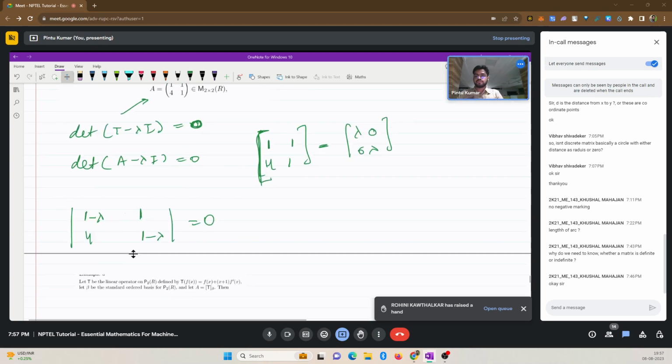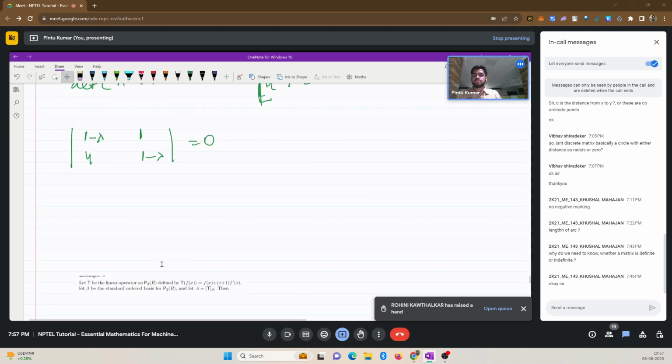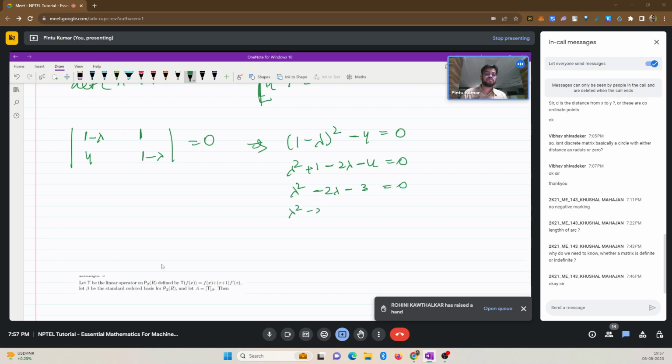So what does this mean? This means that (1 minus lambda) square minus 4 is equal to 0. So this is lambda square plus 1 minus 2 lambda minus 4 is equal to 0. Lambda square minus 2 lambda minus 3 is equal to 0. Then lambda square minus 3 lambda plus lambda minus 3 is equal to 0. If I take lambda common, lambda times (lambda minus 3) plus 1 times (lambda minus 3) equal to 0.